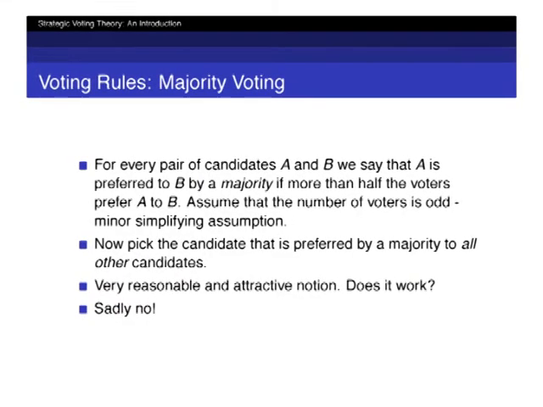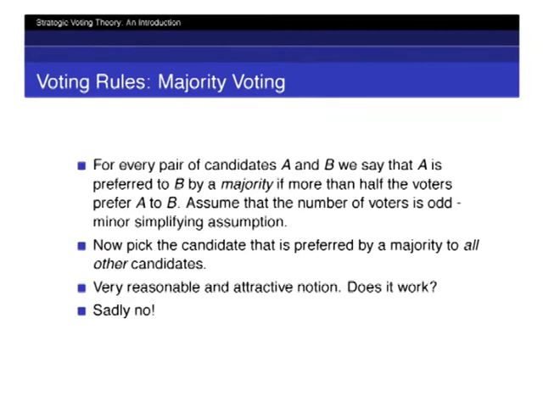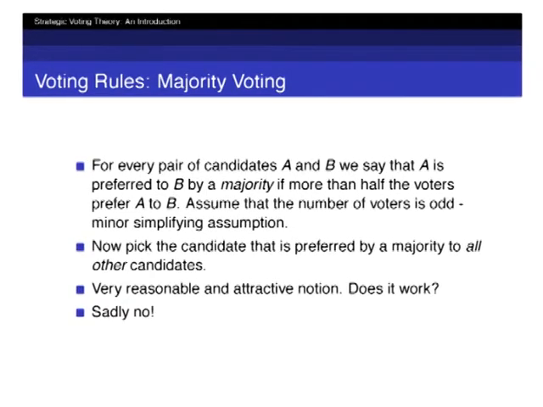Now again, there are these irritating issues regarding ties. What if they get the same number? Let's wash our hands of those issues because they're not really central to our discussion, by saying that there are an odd number of voters. Otherwise, we have some way of breaking ties. No big deal there. Now, what's the next step? Let's just say that we pick the candidate who defeats all other candidates by a majority.